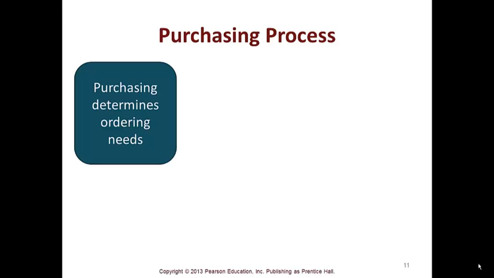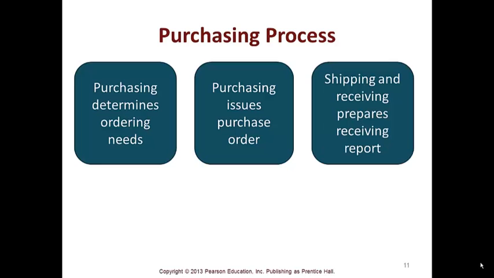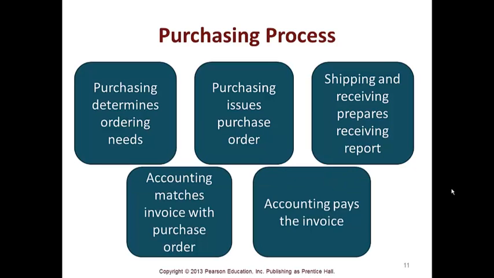In the purchasing process, purchasing determines the order of the needs. Purchasing issues the purchase order, and shipping and receiving prepares a receiving report. This is very similar to financial accounting, so this should sound familiar to you when we talked about the purchase process in Accounting 201. Then accounting matches the invoice with the purchase order, and then accounting pays the invoice. So this is your typical voucher type situation.